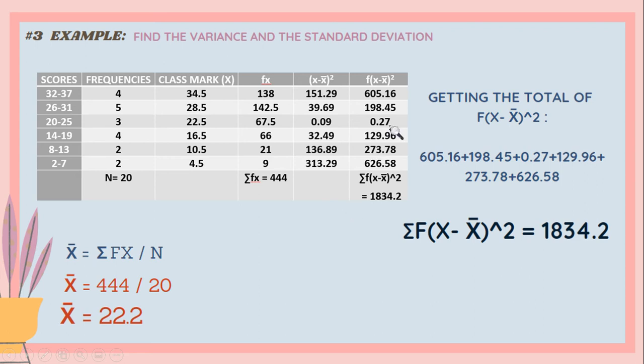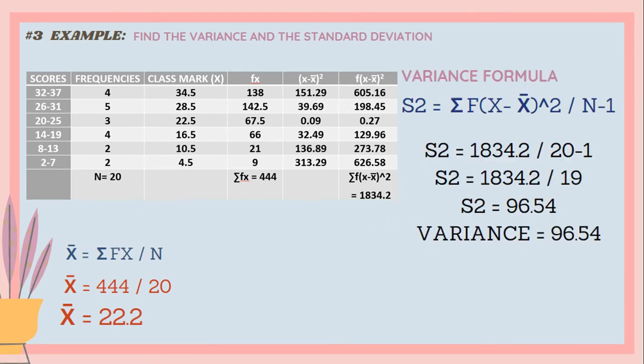Then after solving for the f times x minus mean squared, you need to get its sum. So 605.16 plus 198.45 plus 0.27 plus 129.96 plus 273.78 plus 626.58 is equal to 1,834.2. So that will be our summation of f times x minus mean squared.